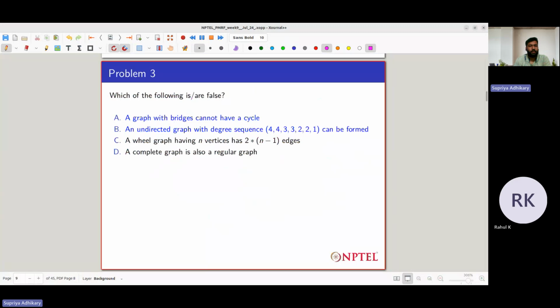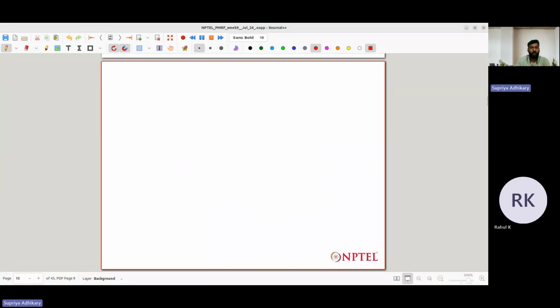Now in problem number 3, we have to find which of the statements are false. The first statement is that a graph with a bridge cannot have a cycle. So this is not true. How can we say that? We can just give an example like this.